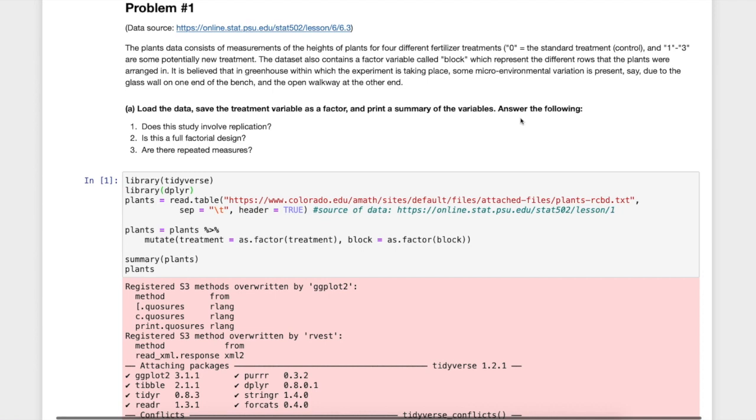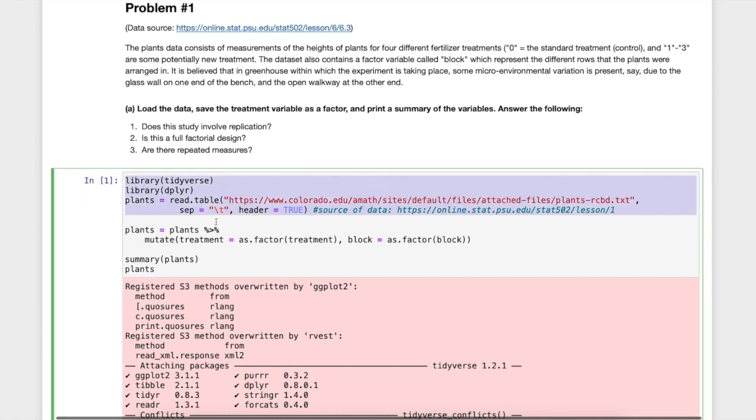So first, let's just load the data, save the treatment variable as a factor, and print summaries of the variables, things that we've done plenty of times before. I'm doing that here with the tidyverse. This mutate function down here allows you to save the treatment and the block as factors.